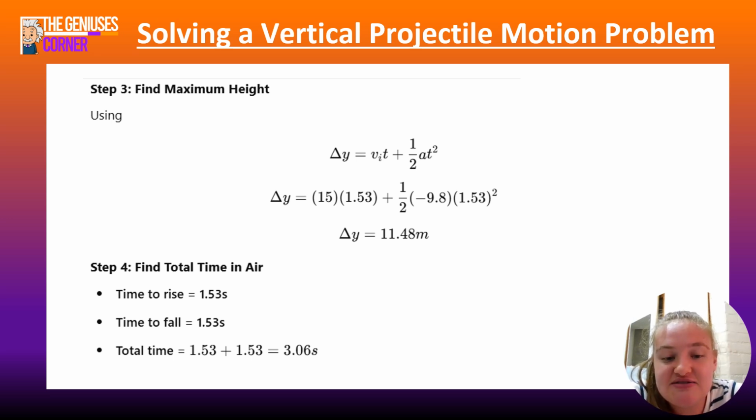Then for total time in the air, we must remember that a ball takes the same amount of time to travel a certain distance upwards as it takes to travel down that same distance. That is because of the influence of gravity. Gravity always influences at a constant rate. Therefore, it has the same effect on the motion upwards as it does downwards. That is why the time is the same. So we just multiply the time we got in the first question by 2, and then we get a final time of 3.06 seconds. And that is it for vertical projectile motions.